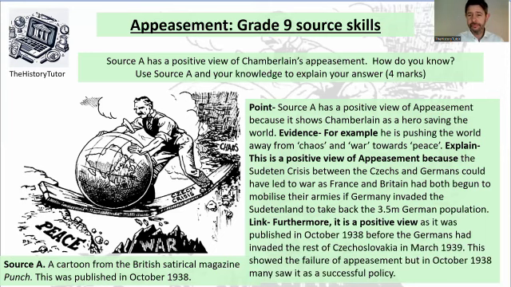Okay, here's how I've done it. Furthermore, it's a positive view as it was published in October 1938, before the Germans had invaded the rest of Czechoslovakia in March 1939. This showed the failure of appeasement, but in October 1938, many saw this as a successful policy because the invasion of Czechoslovakia had not happened yet.